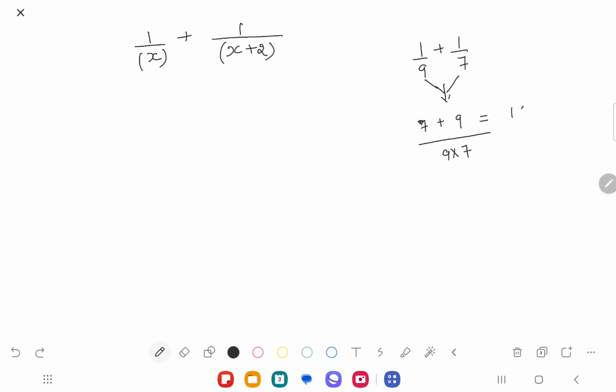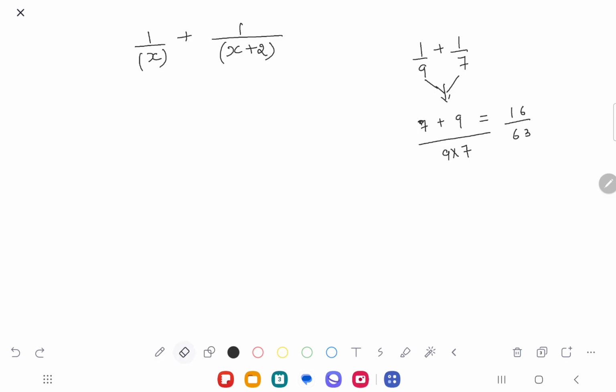So how do you think we should solve it? 1 over x plus 1 over x plus 2. Do you think that something is common in x and x plus 2? No. Nothing is common. So when nothing is common, like when I say 1 over 9 plus 1 over 7, how do you take the LCM? You simply multiply 9 times 7, isn't it? And it becomes 7 plus 9, so it becomes 16 over 63. That's how you add it up.